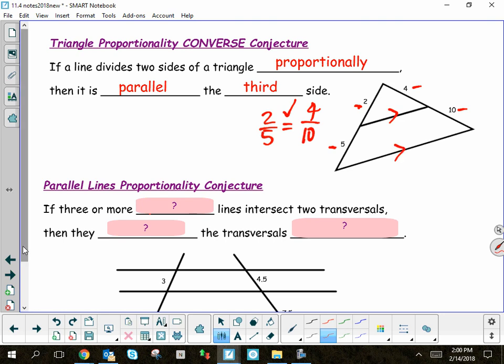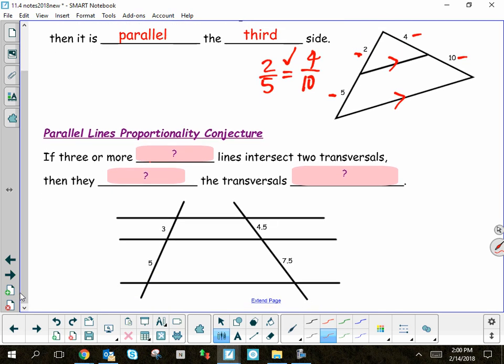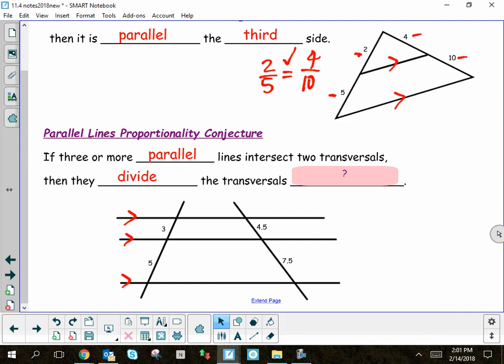A little bit more on parallel lines. Okay, they don't necessarily have to be in a triangle. Let's just say you have 3 or more parallel lines. So for instance, in this picture, this one and this one are parallel. It doesn't make a triangle, but it makes another shape. And so it has 2 or more transversals, you can have 2 or more. Then they divide the transversals proportionally.